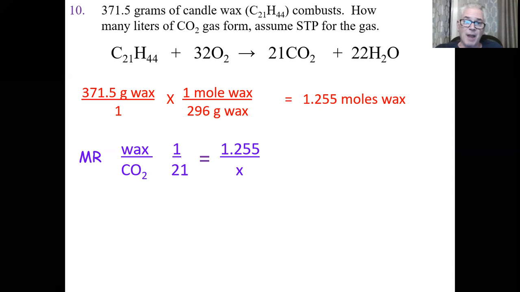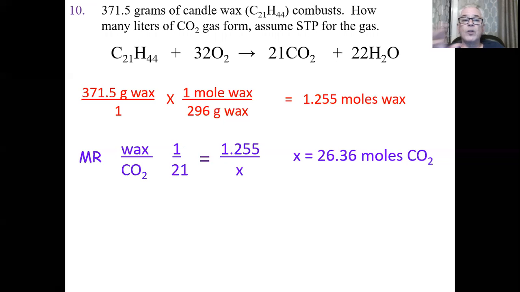But in this math problem, we don't have a nice simple number like 1. We have 1.255 moles of wax. So we put that on the top of the mole ratio. And if 1 produces 21, 1.255 produces, we don't know how much. We've got to cross multiply and figure this out. 1x is going to equal this. X equals, with 4 significant figures, 26.36 moles of carbon dioxide.